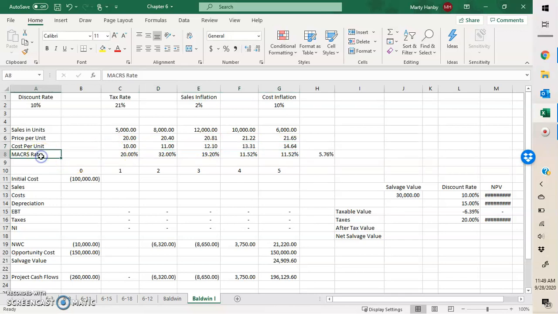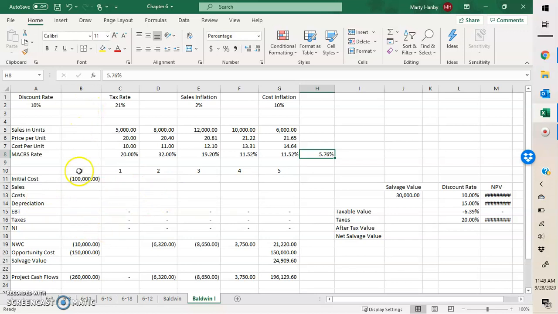And they also tell us that we're going to be using MACRS, or Modified Accelerated Cost Recovery System, over 5 years, which is actually a 6-year program. Modified Accelerated Cost Recovery is 20% in the first year, 32% in the second year, 19.2% in the third, and 11.52% in the fourth and fifth year, with a residual value of 5.76%. We will use that later when we calculate the actual salvage value.